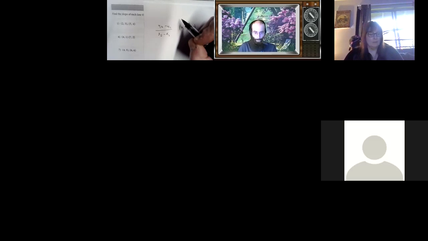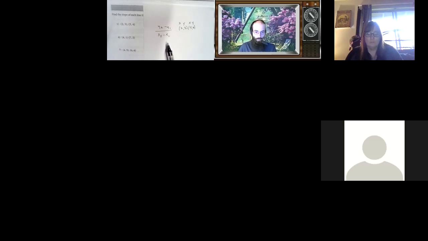So remember, anytime you've got a coordinate pair, X, Y, X, Y. This is X1, Y1. The second one is X2, Y2. Now this starts making a little more sense. This only works if you have 2 sets of ordered pairs, because otherwise you don't know what Y2 is. So we just start filling it in.